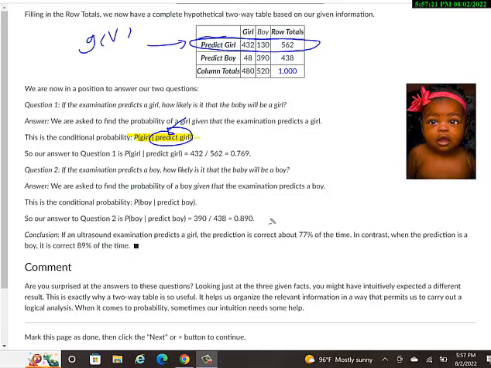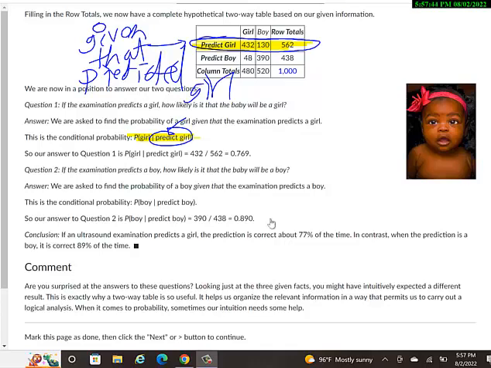Given that it was predicted to be a girl. Sorry about my messy handwriting. So like we said before, with any conditional probabilities, you're just focusing on a certain row or a certain column, whatever is the conditional part, whatever's given. So we're only going to use two of those three numbers.